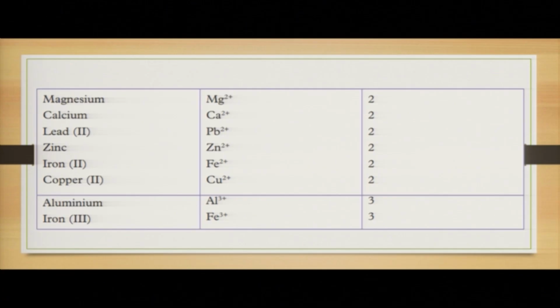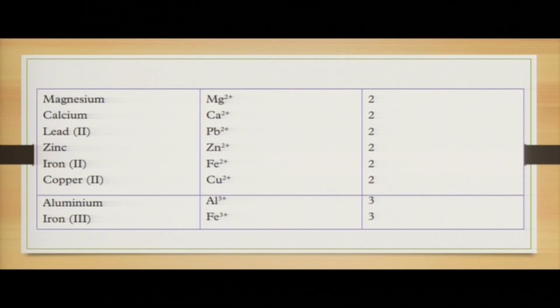Similarly, when you look at the ions, we have magnesium, calcium, lead, zinc, iron, copper, aluminium. But when you look at the lead 2, we have lead 2, we have iron 2, we have copper 2, we have iron 3.